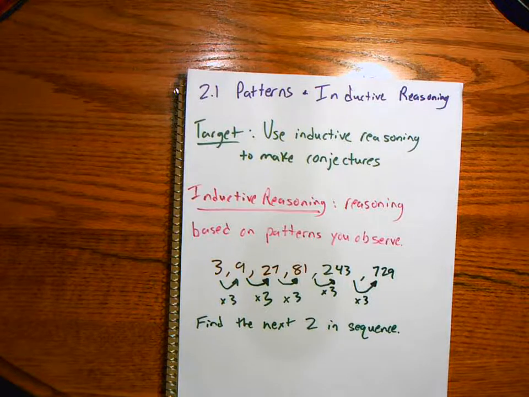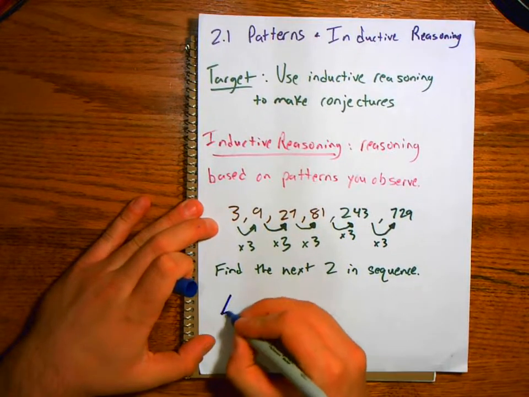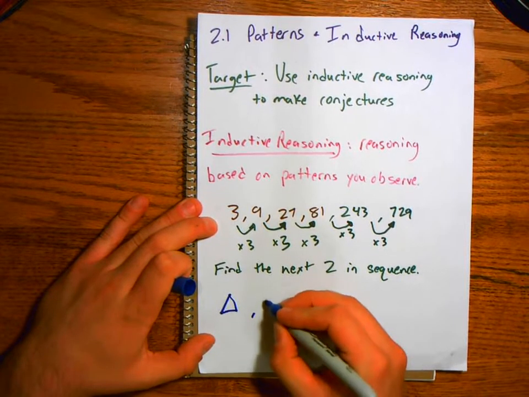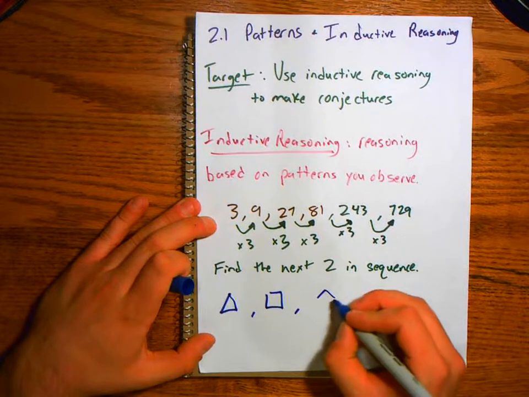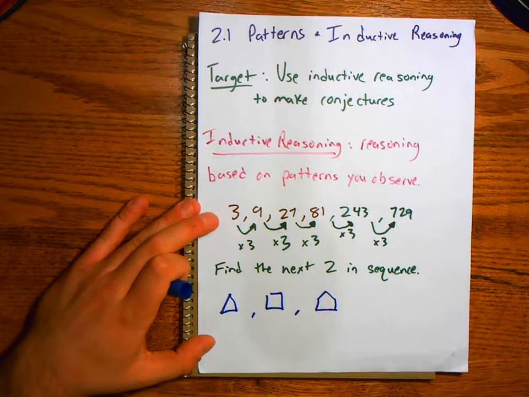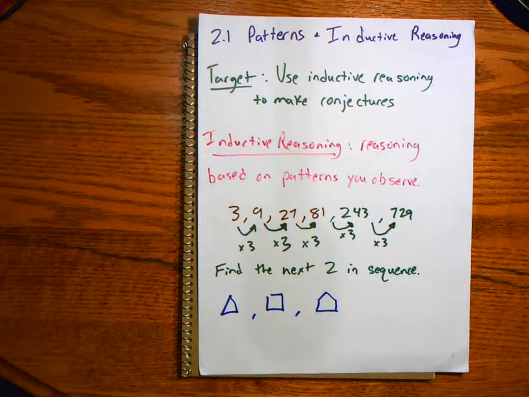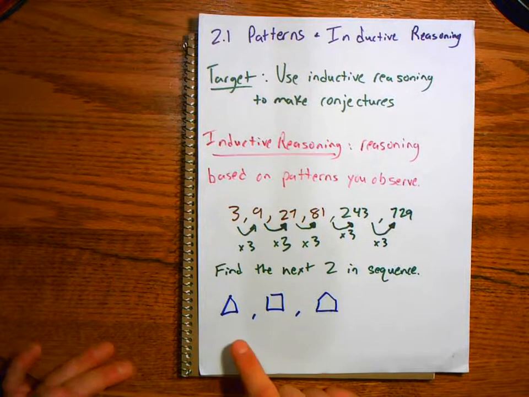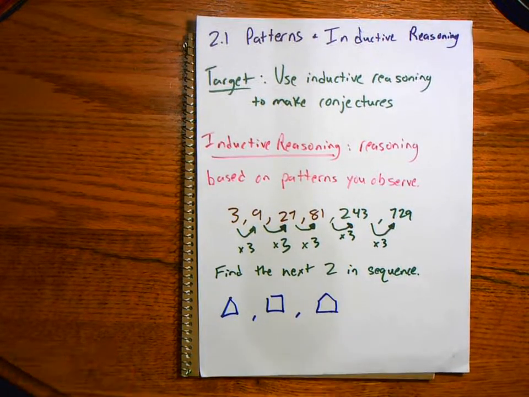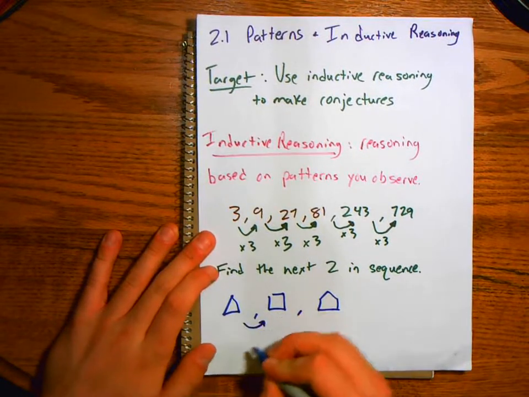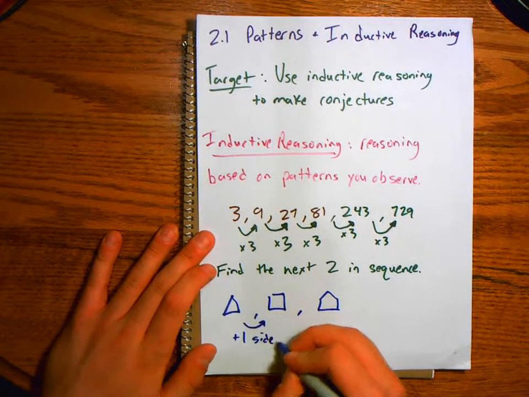Okay, another one could be used to find shapes. Let's say you start out with a triangle, then your next shape is a square, then the next shape is a pentagon. The pattern you pick up from one shape to the next is that this is 3 sides, this is 4 sides, and this is 5 sides. So all you do to go from one to the next is you add one side.